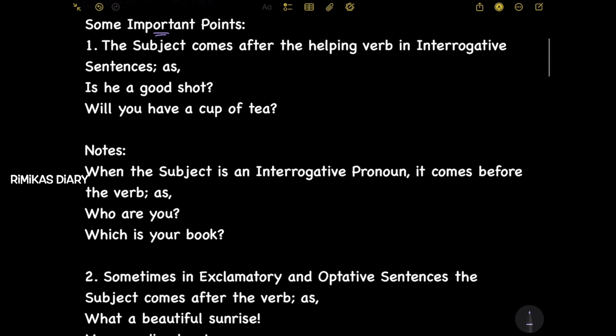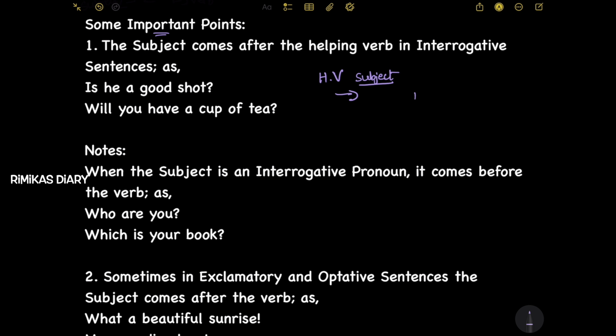Now let's see some important points. First point: the subject comes after the helping verb in interrogative sentences. So whenever there's an interrogative sentence, the subject comes after the helping verb. So first it's the helping verb, then the subject comes. So in this rule, the subject always comes after the helping verb.